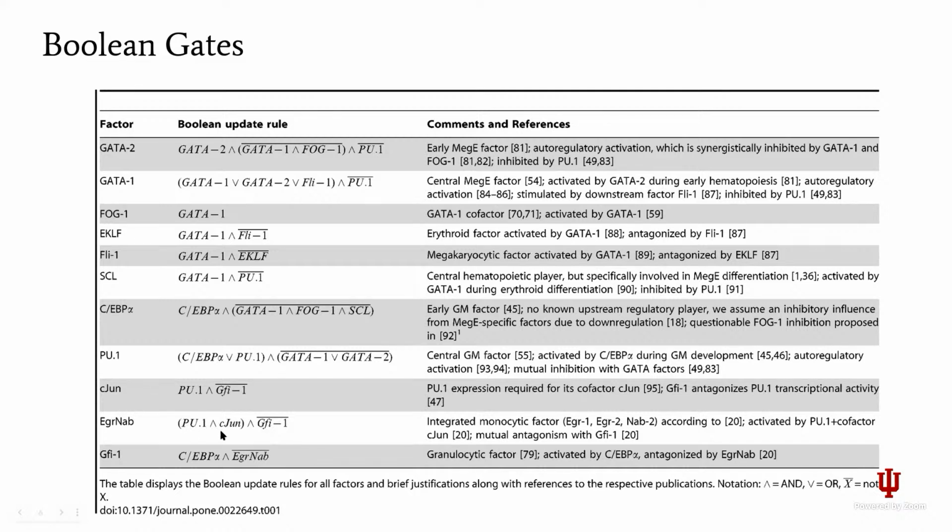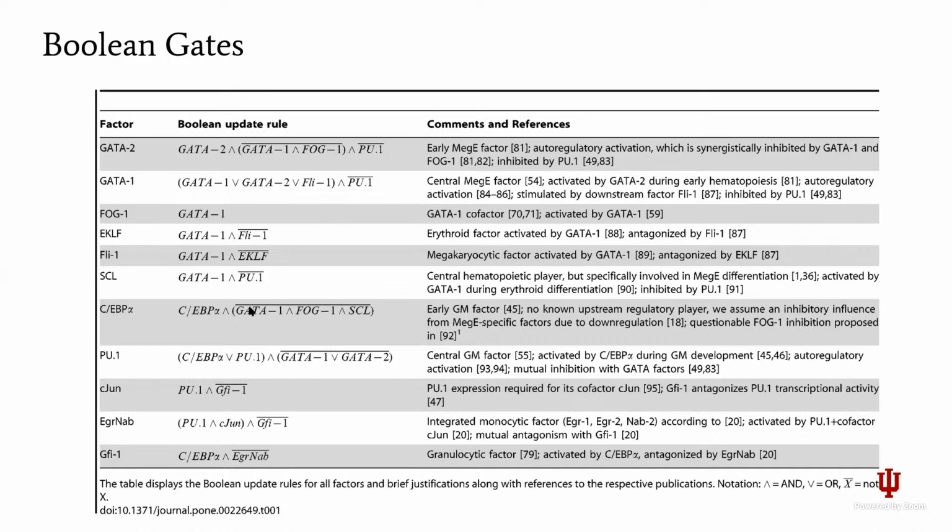The ERGNAP is as well an imply gate, but you have here an AND connection. So you have PU.1 and JUN that is AND connected, but then it's in the big picture as well an imply gate. The same for the PU.1 gene, but there you have CEBP alpha or PU.1 and then not GATA1 or GATA2, but in the big picture, it's an imply gate again.